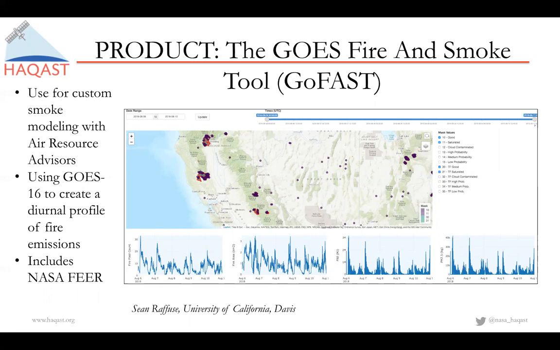So we have fire pixel count, we have fire area estimates, fire radiative energy estimates, and then we have PM2.5 calculated also using the NASA FEER algorithm. And so with this, we can actually use a little lasso tool we have over in the upper right to surround a set of fire detections, and then that will result in outputting the files that we need to do custom smoke modeling using that diurnal profile information.